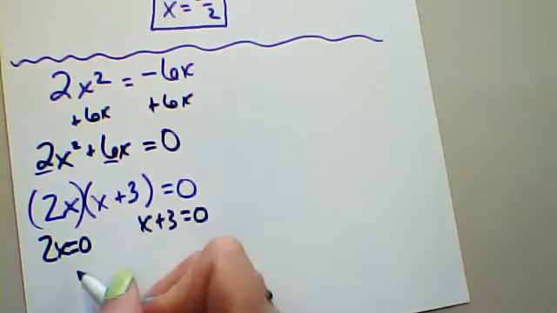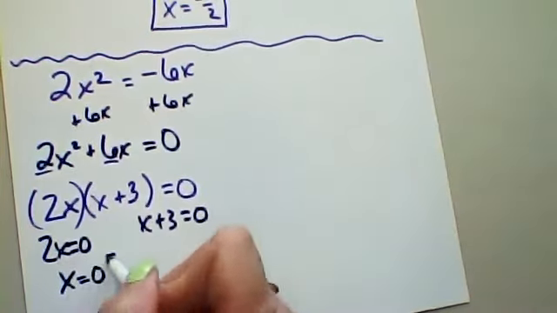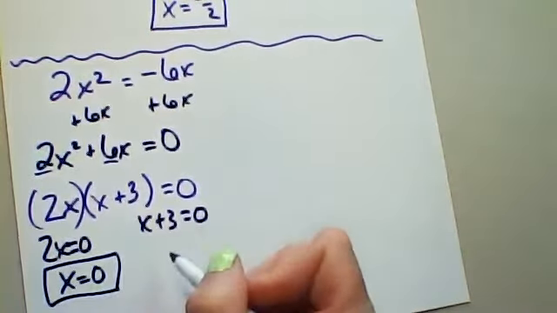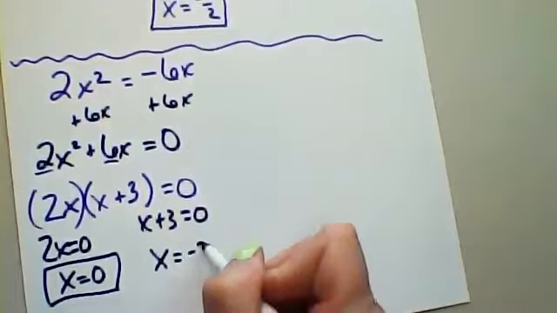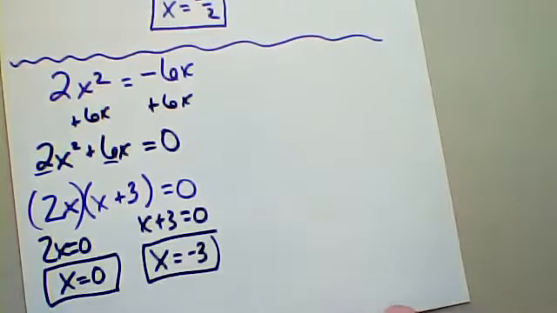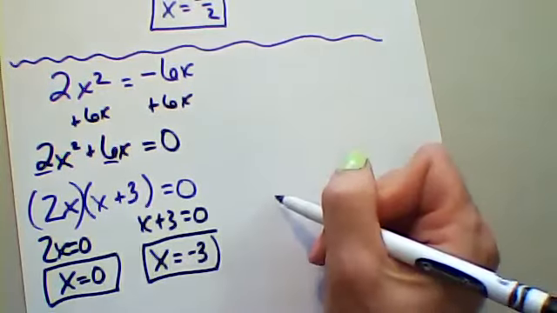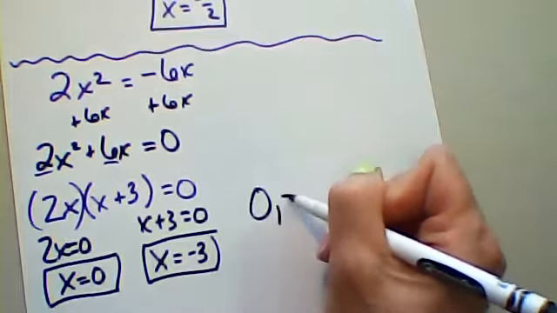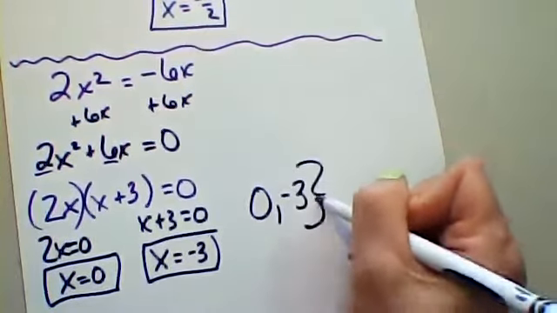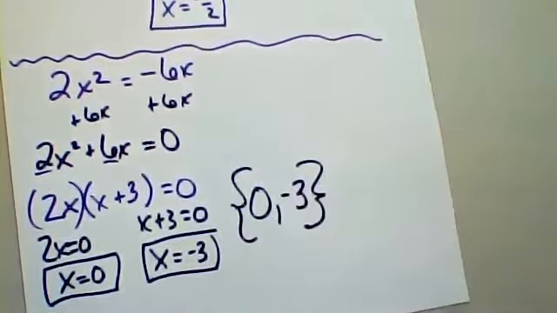Divide both sides by 2, I get x equals 0. So you subtract 3 from both sides, and I get x equals -3. Okay, so I've got 0, -3. Your answer might be listed 0, -3. Or the -3 would probably come first, -3, 0, either way.